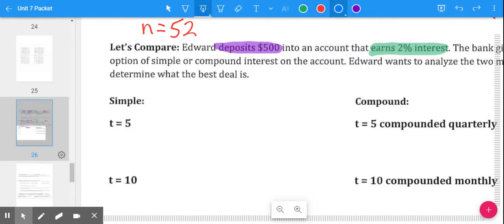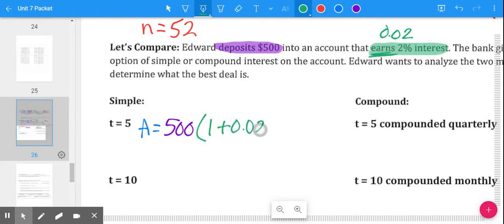So the amount of money he has is the principal, 500, multiplied by 1 plus our 2%. And remember, 2% is 0.02, 2% as a decimal. Both of those are written the same way. So we start off with the 1 from our formula. We're adding because it earns, and there's your 0.02, your 2%. And it says that T equals 5, so your amount of time is 5.